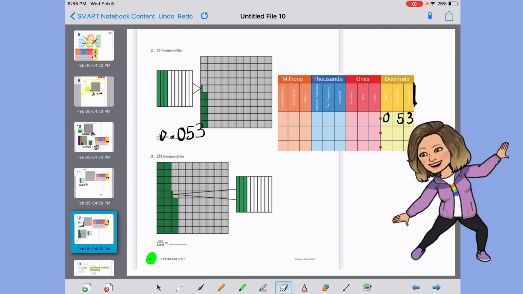All right. Number 3, we have 253 thousandths. It still takes 1,000 to make a whole group, and we definitely do not have that. So we have no whole numbers. But I do have 253 thousandths. Remember, whatever that denominator is, whatever unit we're saying, that is where our last digit is falling. 253 thousandths.